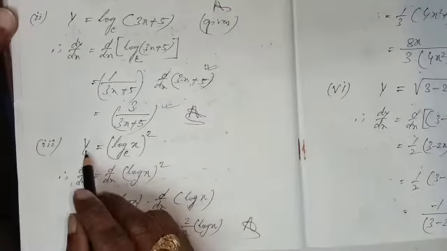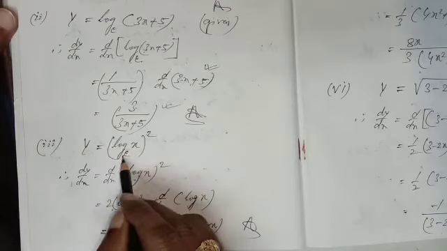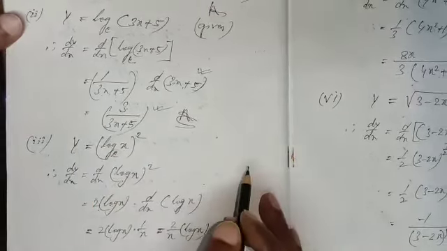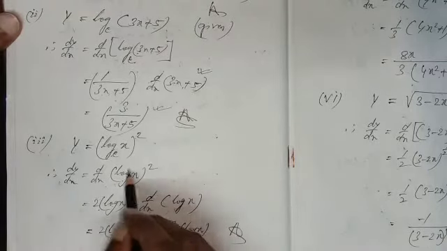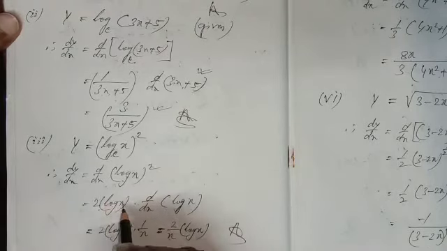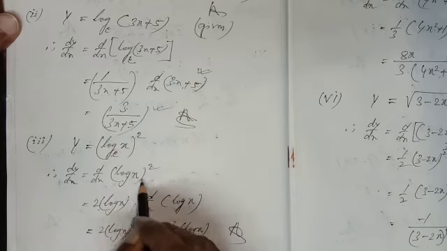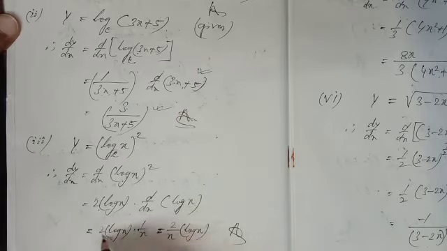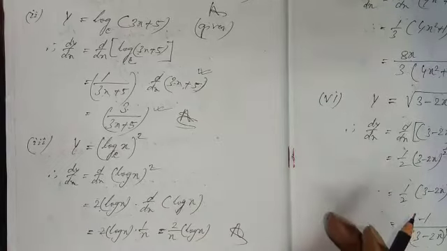Next question, given y is equal to log x base e whole square. You have to find out dy by dx. So what is the derivative of whole square? Means 2 of log x. Again, derivative of this log x you have to write. So what is the derivative of log x? That is 1 by x. That is written here, 2 by x into log x. This is the answer. Let us go to the fourth part.